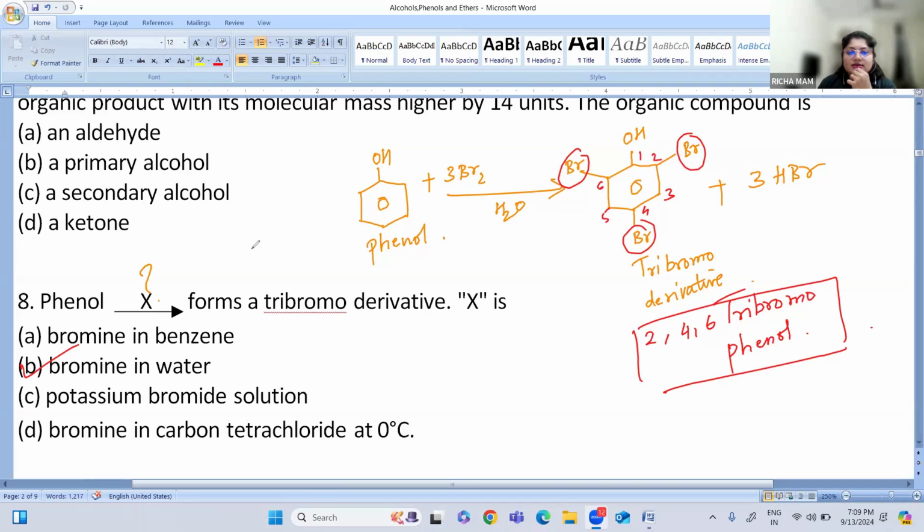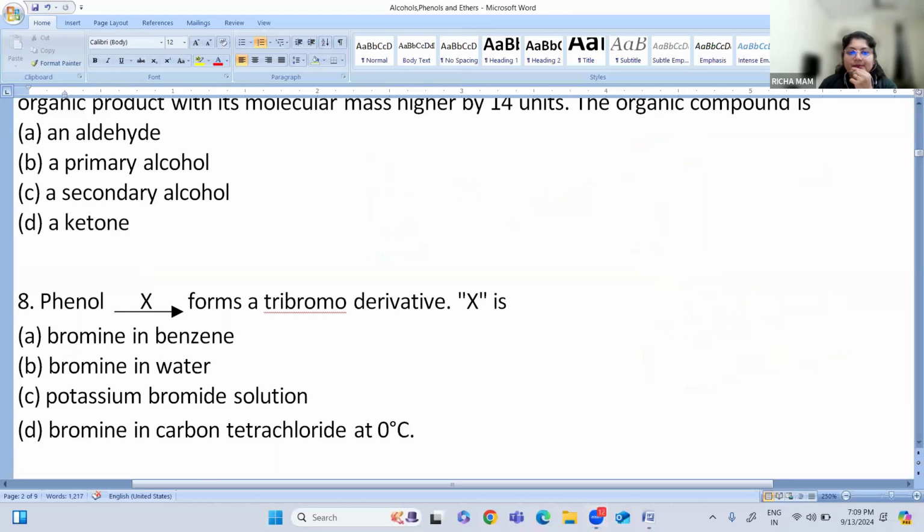Lubna has answered B. Very good. Srivaruni has answered B. Both your answers are correct. B is the correct answer. Bromine in water is the correct answer. Let us go for the next one.